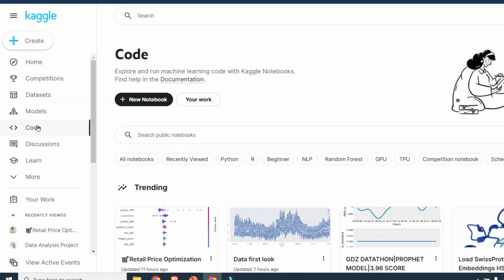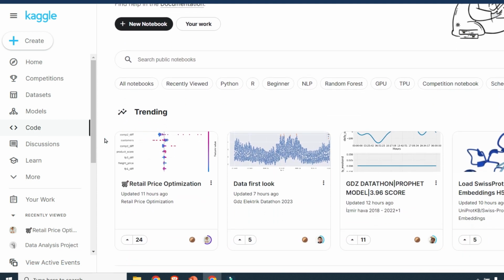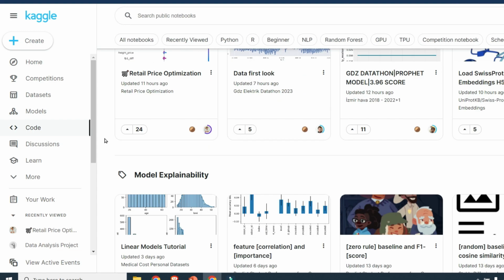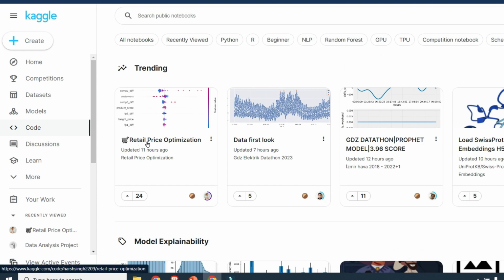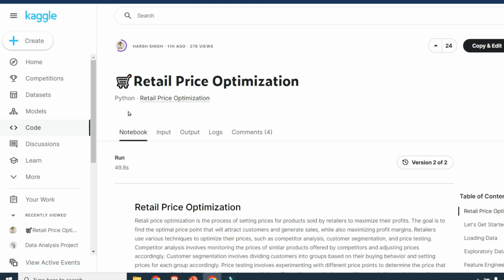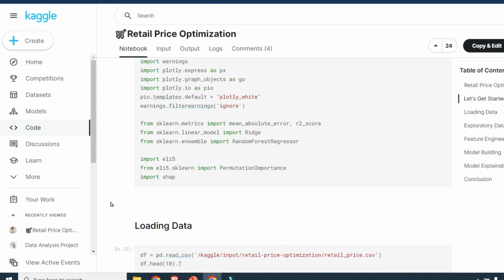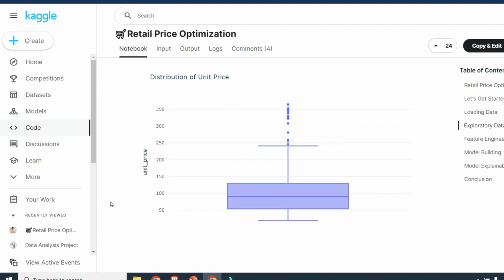I suggest clicking on code here on the left, and it'll actually bring up a lot of different projects. You can just go through here and individuals have put their full projects online. There's just tons and tons of them. So here's one here, retail price optimization. Let's click on it. It's done by this individual here, Harsh Singh. He only did it 11 hours ago. He's got a nice summary and then all the code in Python, some visualizations, nice scatter plot.